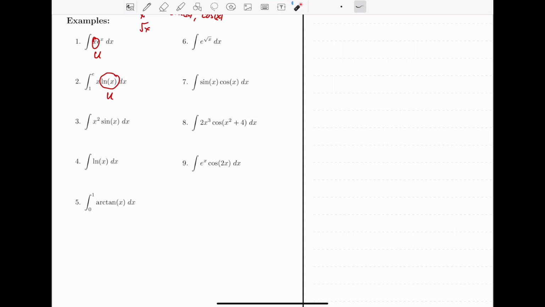Let's work through a few slightly more advanced integration by parts integrals. We will work through examples 6 through 9. So first of all, example 6. We have the integral of e to the square root of x dx. This is a rather interesting problem.